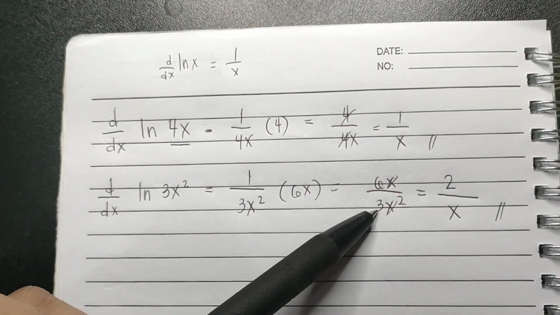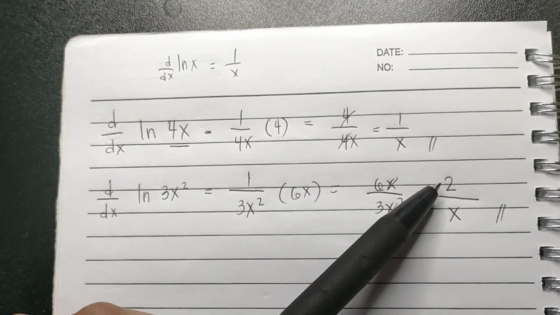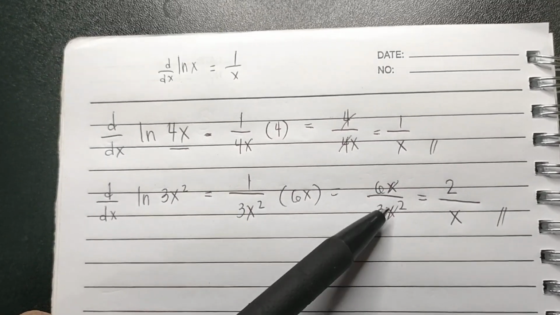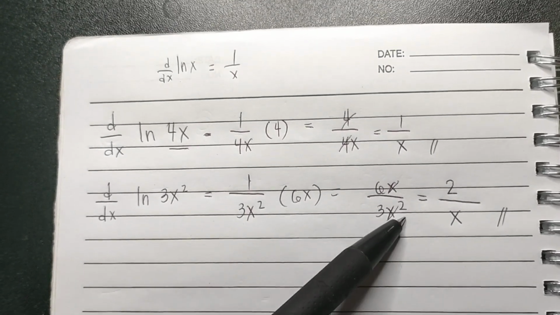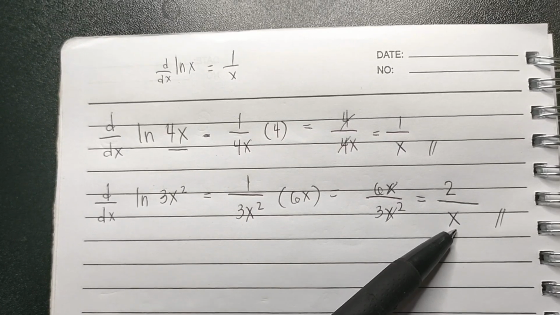So, bakit nawala po yung 3 dito? Again, 6 divided by 3 ay 2. Tanggal yung isang x, cancel. Tanggal yung isang x, cancel. May natirang isang x sa baba. So, 2 over x.